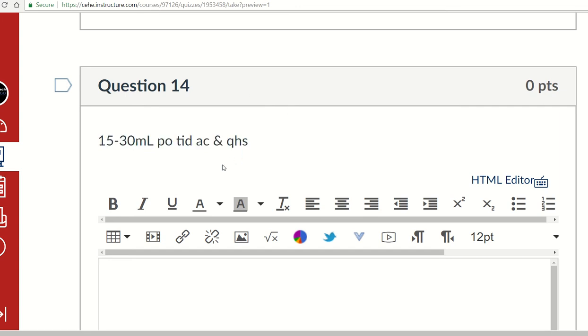So how many total doses are they taking? 4, right? They're taking 3 plus 1 more at night. So a total of 4 doses. So that's going to be 30 mLs up to 4 times. So in a day they can use up to 30 times 4, which is 120 mLs.